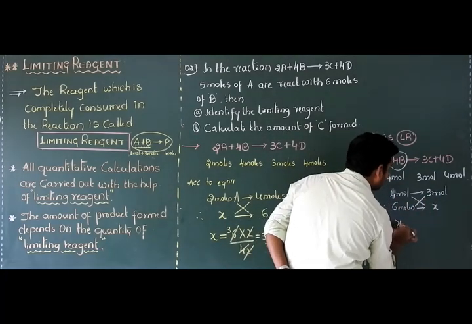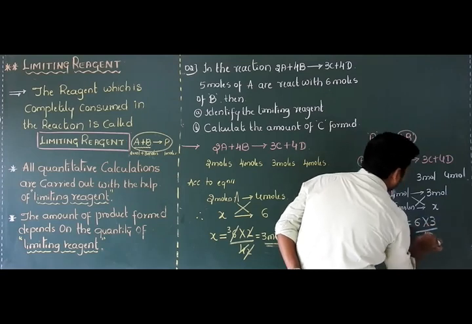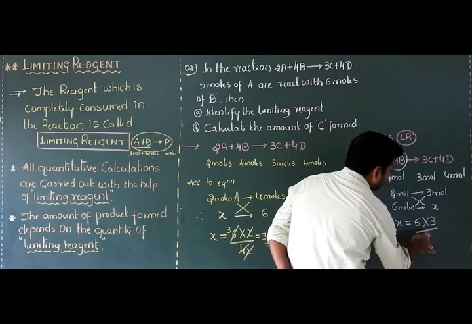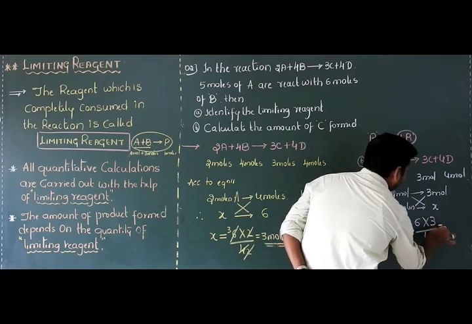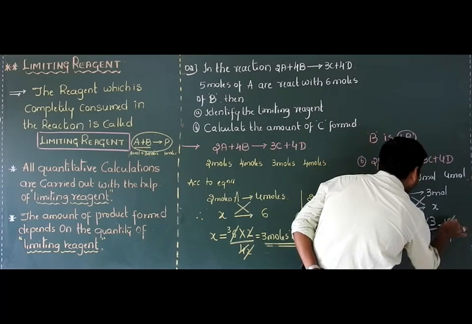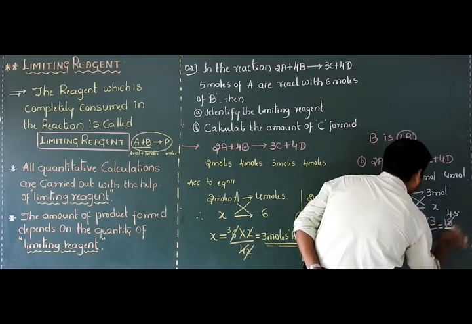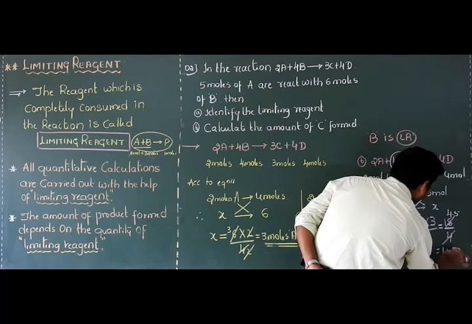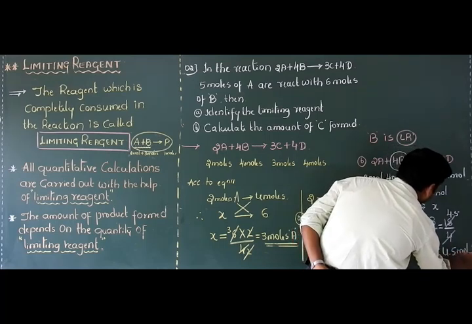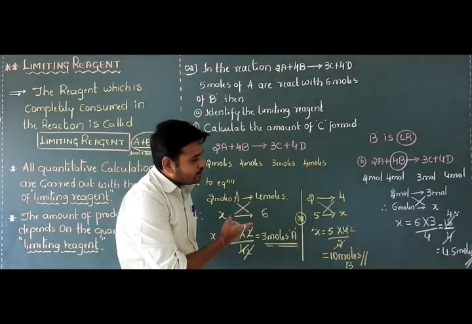So cross multiply these two, X equals 6 into 3, denominator 4. So 6 into 3, denominator 4. So here it is 18 divided by 4. 4 ones are 4, and 4 fours are 16, then 0.5. So what is the final answer, students? 4.5 moles of C are formed here. Is there any doubt up to here?